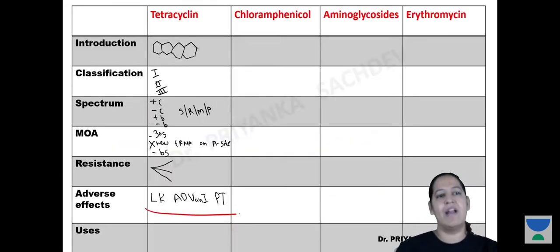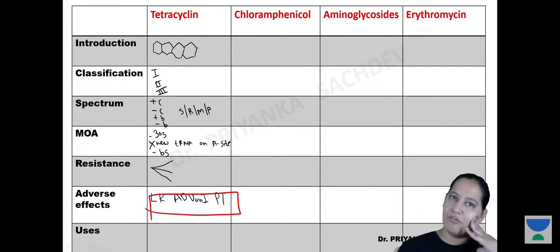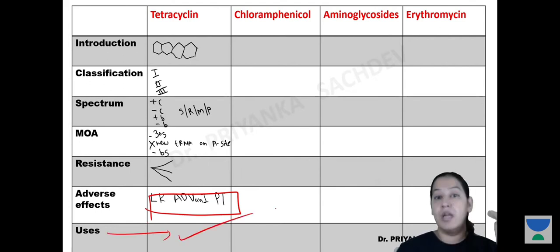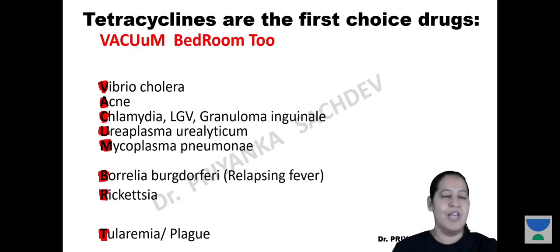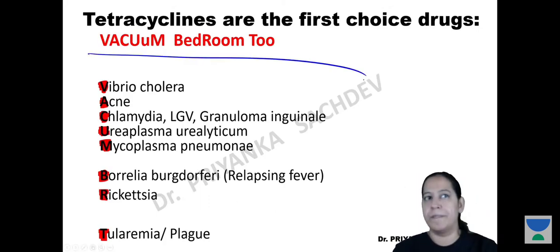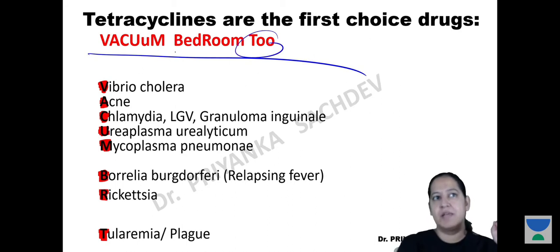See, LK Advani is a PT teacher. Say the full form, you know the full form. I'm coming to the uses. Again, a mnemonic for the uses. The mnemonic for the uses is in front of you. The mnemonic is vacuum bedroom 2, or vacuum the bedroom. You can make the 2 into the here. Vacuum the bedroom. So vacuum the bedroom, say the full form.